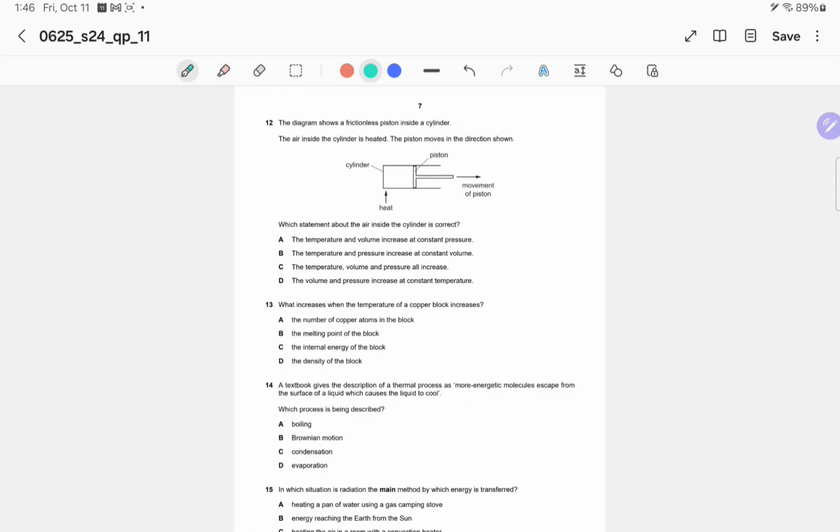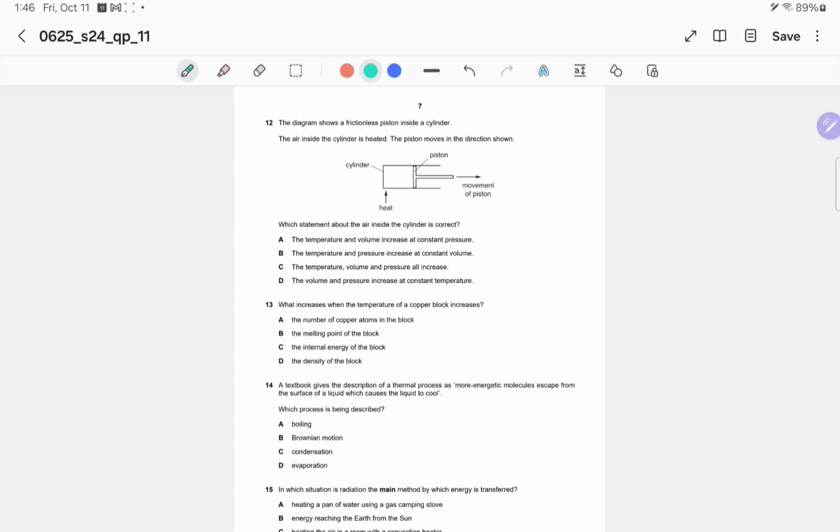Next question, the 12th. The diagram shows a frictionless piston inside a cylinder. Air inside the cylinder is heated. The piston moves in the direction shown, that is, it is moving outward. Which statement about the air inside the cylinder is correct? The piston is moving outwards.